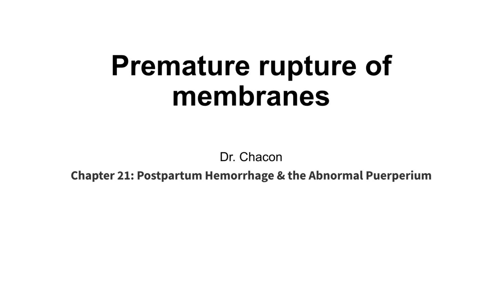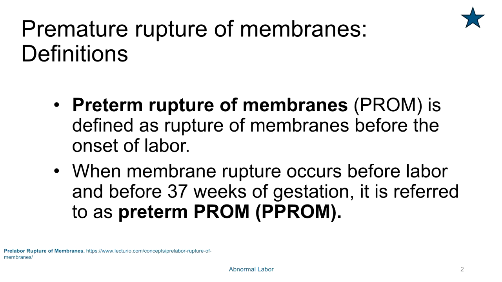Premature rupture of membranes was taken from chapter 21 of our book of obstetrics and OBGYN. So, what is a preterm rupture of membranes? It's going to be defined as a rupture of the membranes before the onset of labor. Usually, this occurs before 37 weeks of gestation. If that happens, it's named preterm premature rupture of membranes.